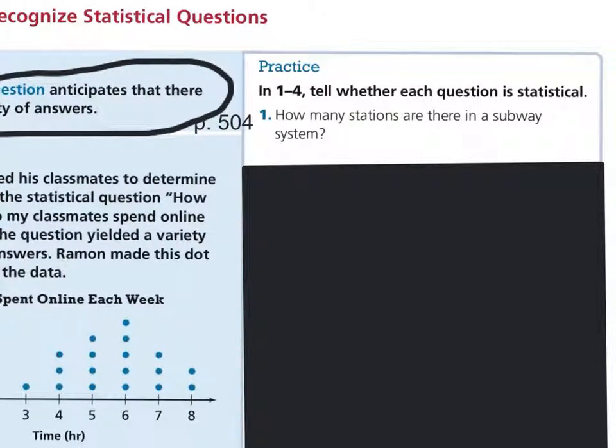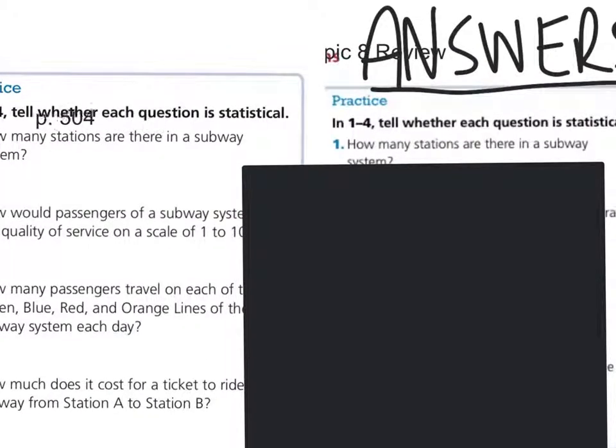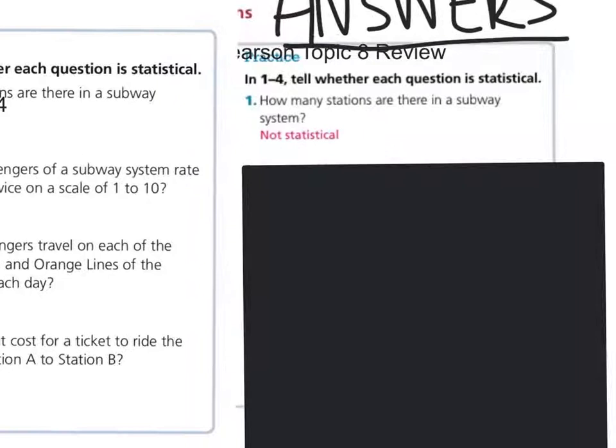By a subway system, they're maybe not real specific here, but the assumption we're going to make is that we're talking about a certain subway system. So if we're just talking about one particular, then that would be not statistical.